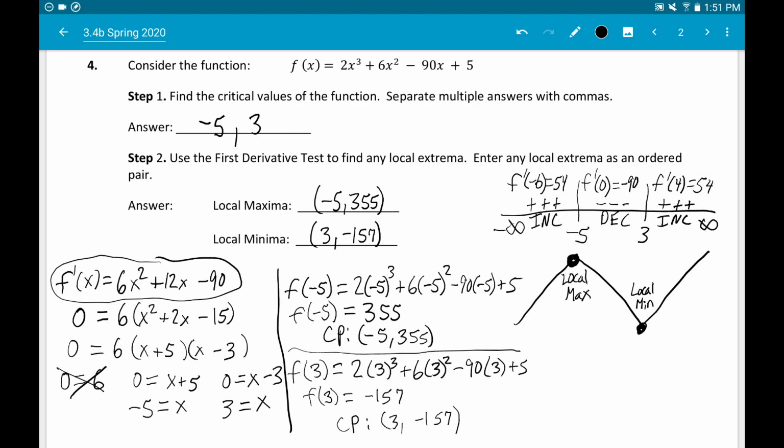So there we go. So again, what we're getting out of this is high points, maxes, and low points, mins, local mins and local maxes for any given function.